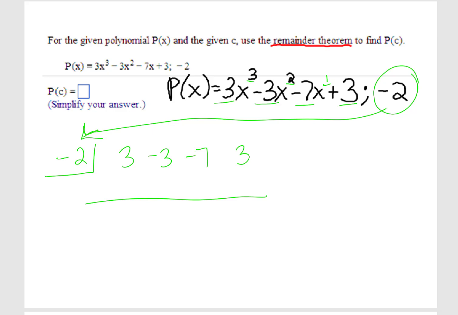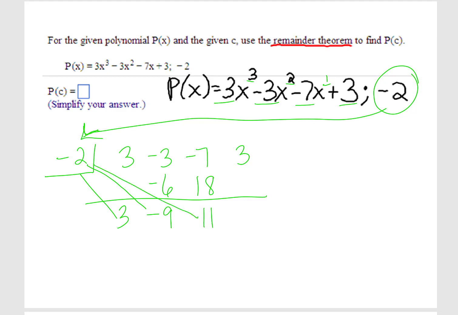And then we're ready to go. Drop that 3. Multiply. -2 times 3 is -6. -3 minus 6 is -9. -2 times -9 is a positive 18. Add -7 and 18 will give me a positive 11.